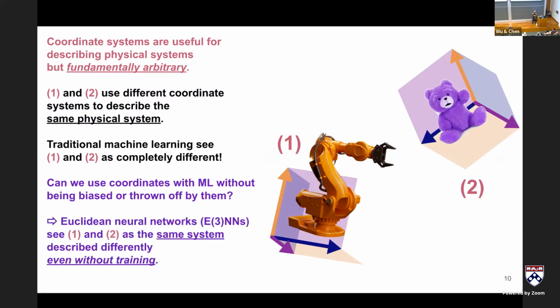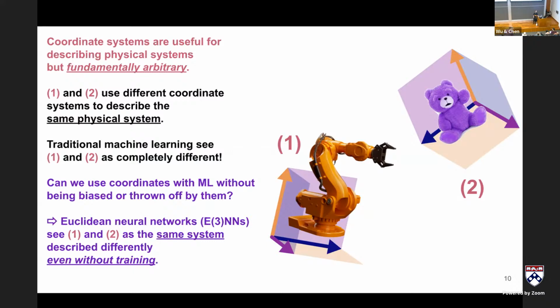And so Euclidean neural networks, and in this talk I'm specifically talking about the implementation of them for 3D space, have this property where it sees the descriptions for 1 and 2, and it understands that it's the same thing, just described differently. And that's even without training. So it does not need to learn this. This is a built-in property in the very operations of these networks. Any questions on this so far?